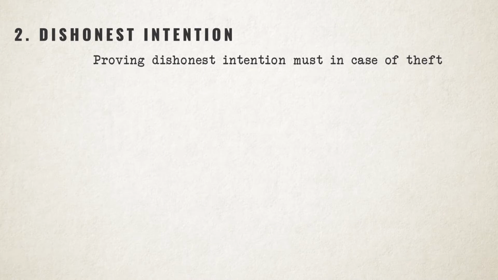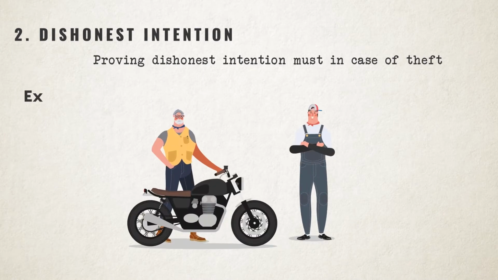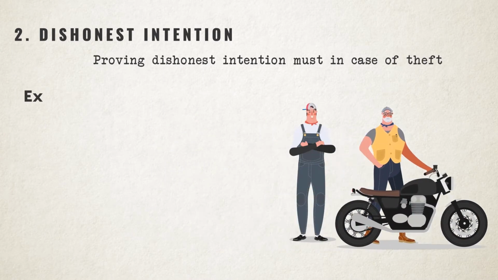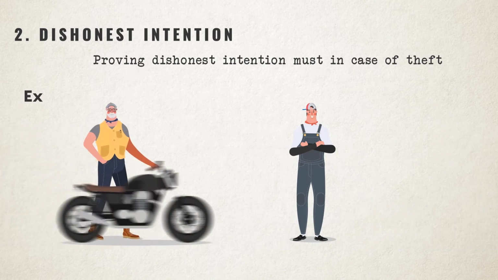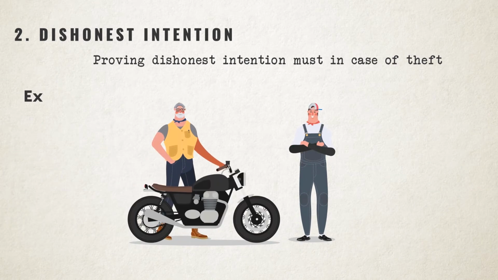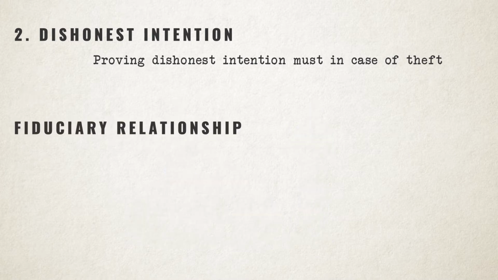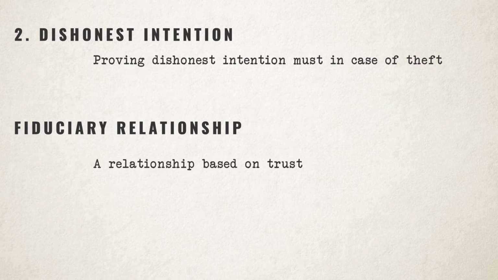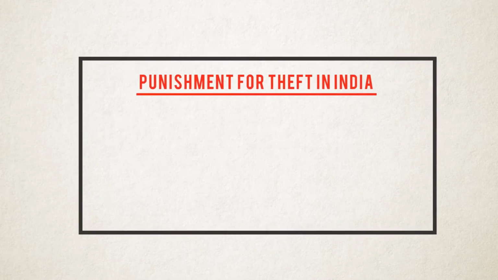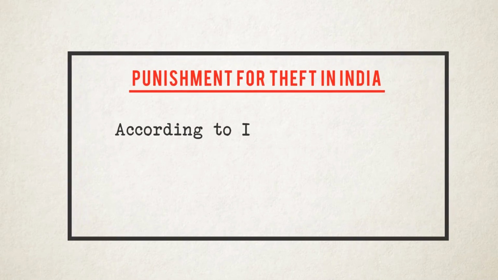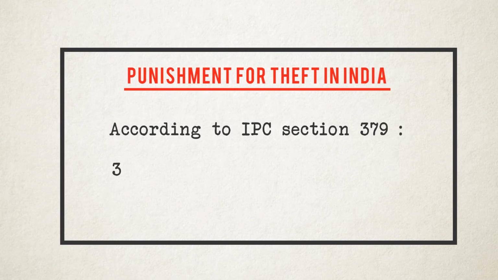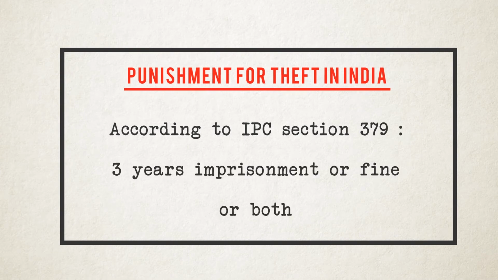Dishonest intention. While proving the crime of theft, it is very important to prove that the intention behind the crime was dishonest. For example, say if your friend takes away your bike for a day and returns it in the evening, it may not come under theft because he shares a fiduciary relationship with you, that is, a relationship based on trust, and thus his act may not be called a theft. The punishment for theft in India, according to IPC Section 379, is 3 years of imprisonment or fine or both.